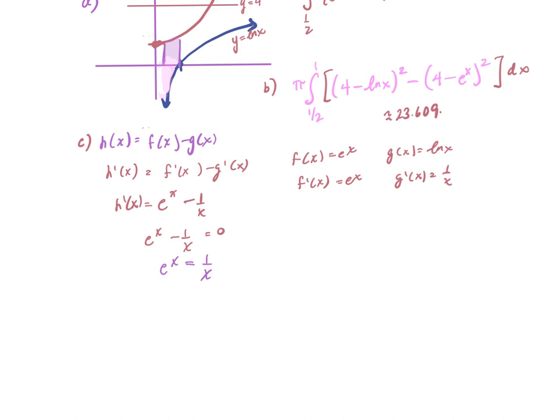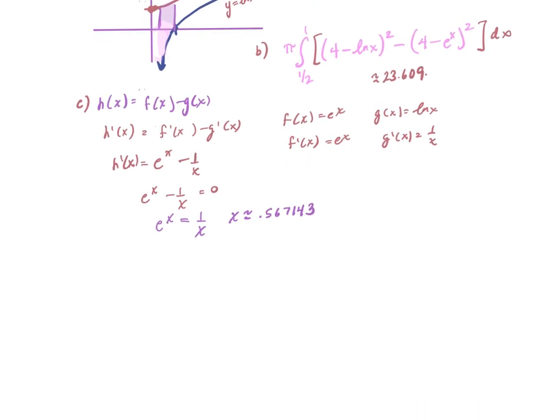Okay? So if you do this on your calculator, you're going to get their intersection to be about 0.567143. Okay? But, big caveat here, right? Remember, for absolute max or min, we need to test the endpoints. So I'm going to do h of a half, h of 0.567143, and then do h of 1.